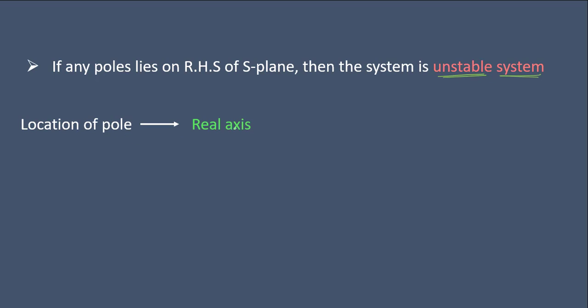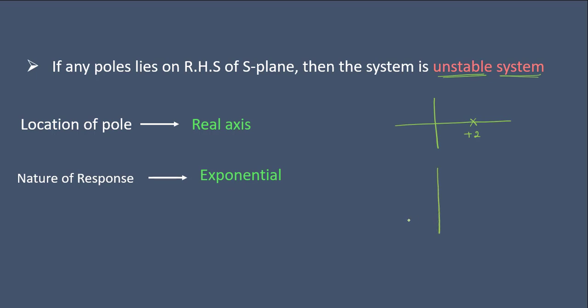Again, the location of pole was on the real axis. This was my pole. My pole was at s equals plus 2. So the location of pole was on the real axis, and the nature of response was again exponential. We got the response something like this. So this is an exponential signal. Whenever the location of pole is on the real axis, the nature of response is exponential.